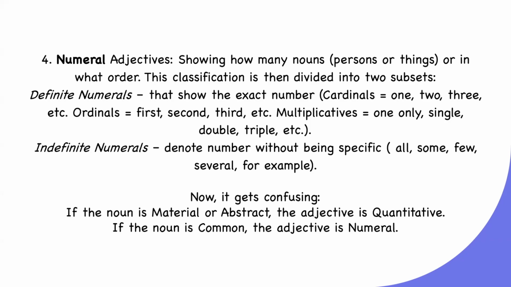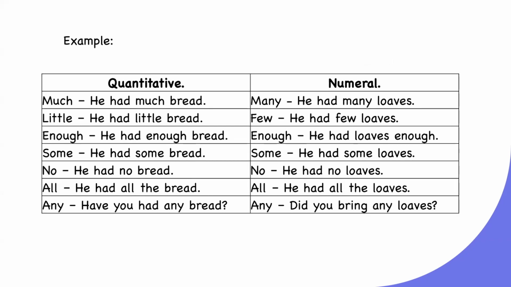Now it gets confusing. If the noun is material or abstract, the adjective is quantitative. If the noun is common, the adjective is numeral. I'm going to read across the page, quantitative to numeral. So, much: he had much bread, or he had many loaves. He had little bread, or he had few loaves. He had enough bread, he had loaves enough.